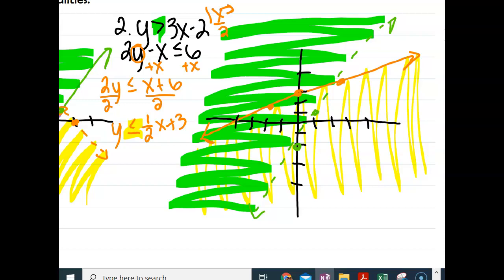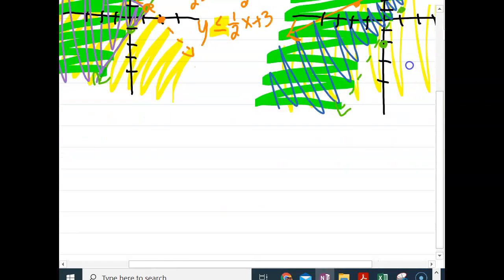So once again, what you're looking for is these points here, the points that are shaded in both colors. This is your answer right here, this double shaded area. Is that making sense? Okay, let's do 2 more.